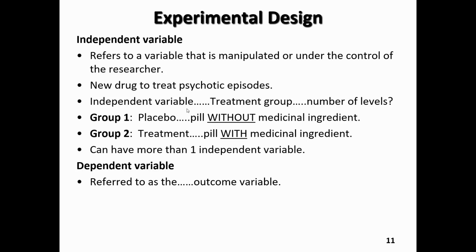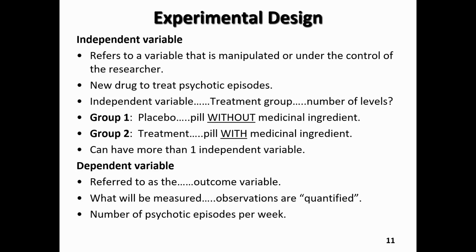The dependent variable is often referred to as the outcome variable, and this is what is observed. This is what is quantified. So when we think about the key numerical outcome of a study, we're talking about the dependent variable, the information we obtain from the cases or the participants in the study.